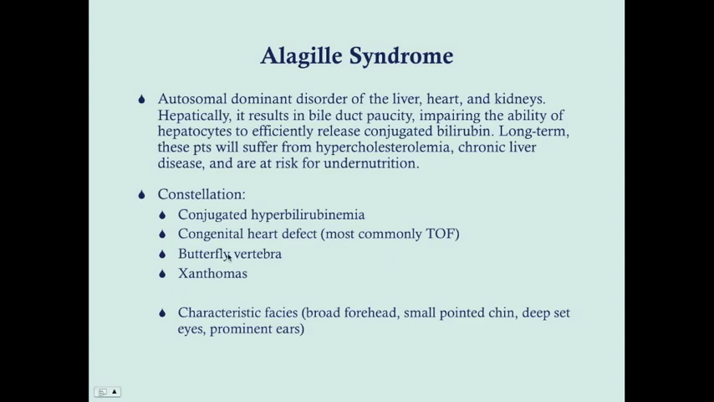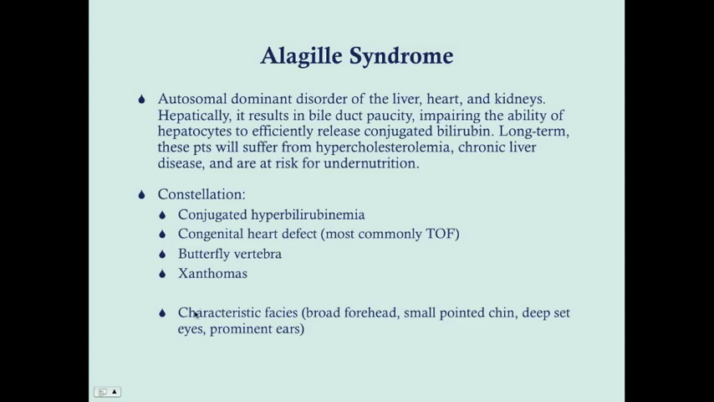The constellation that you're going to see here, and this will be on the test if you get a question on this, you're going to have conjugated hyperbilirubinemia, of course, but then another thing these babies tend to have is a congenital heart defect. Usually it's tetralogy. They also tend to have butterfly vertebrae where the vertebrae don't fuse completely. Then xanthomas, that's from the hypercholesterolemia.